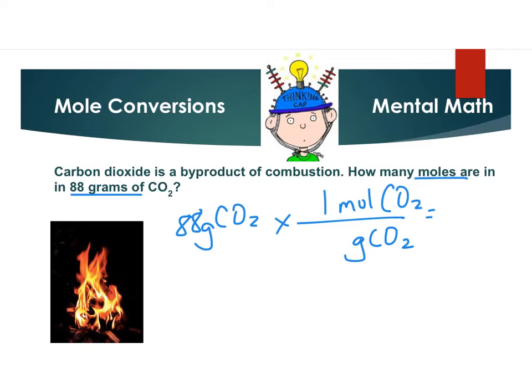So carbon is 12, oxygen is 16. Add that together, you get 44 grams. Again, your units cancel. This one's a beautiful mental math problem. 88 divided by 44, we see is just 2 moles of CO2.